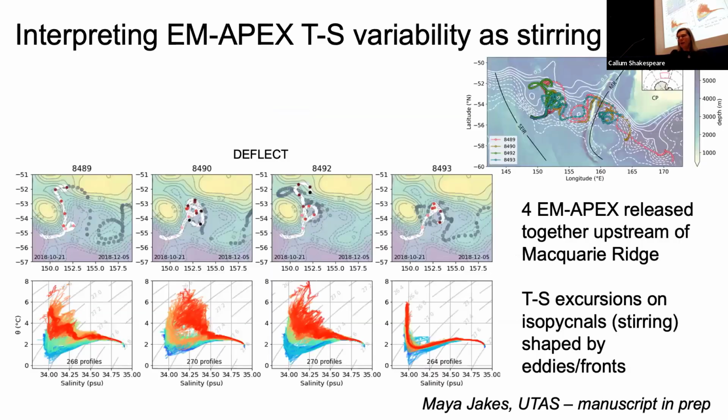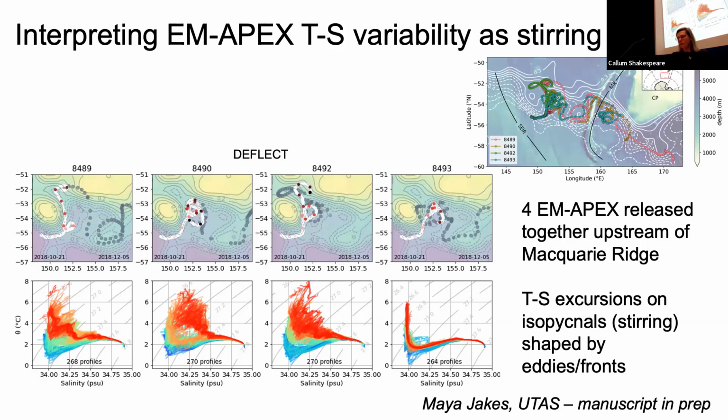But we can also look at stirring from the floats, and now I'm looking at the EM apex that were deployed in this region south of Tasmania. So they started very close together and very quickly moved apart. And if we look at the TS diagrams from each of those different floats, we can see that they experienced a varying range of stirring or different nature excursions in the TS diagrams. And one, which was caught in a cyclonic eddy, had very, very little stirring at all.